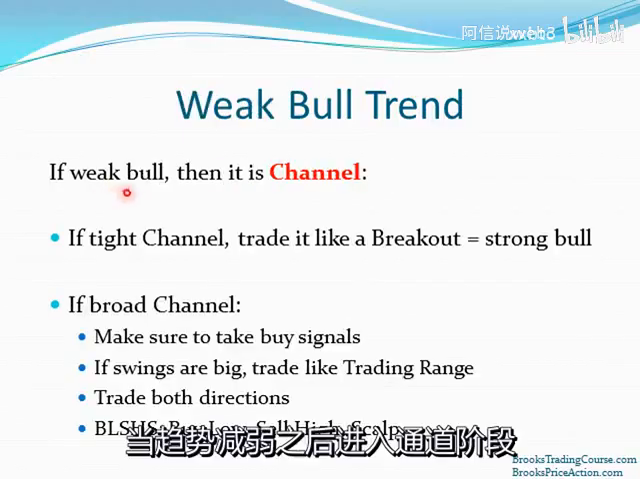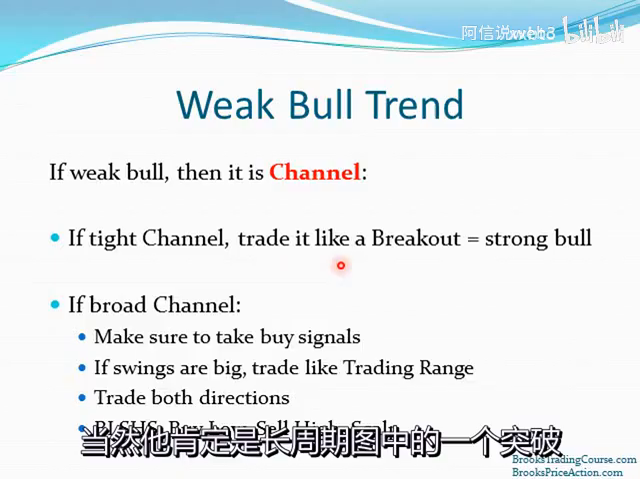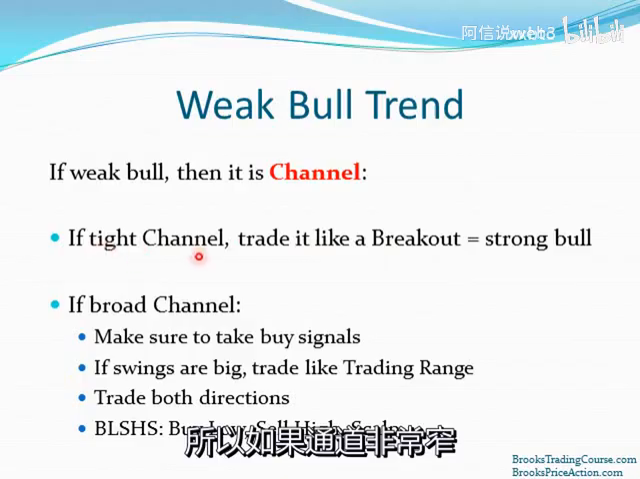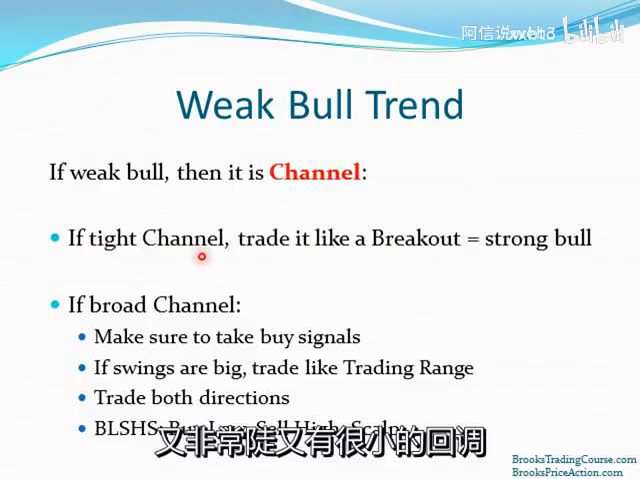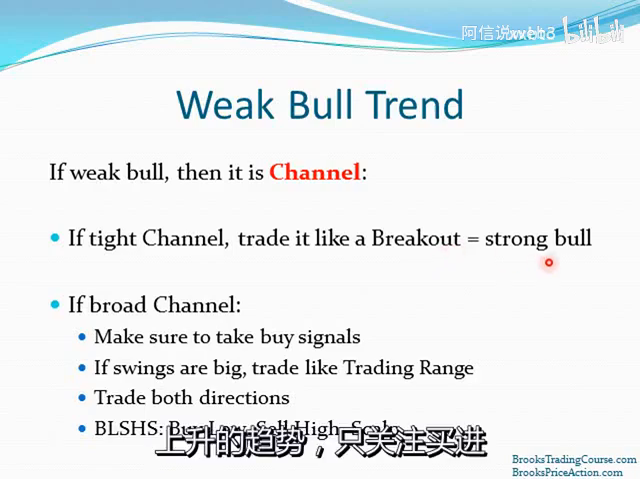When the trend weakens and it enters a channel phase, if it's a very tight channel, it is essentially a breakout on a higher time frame chart. It's a spike on a higher time frame chart, and you should trade it exactly like a breakout. So when a channel is very, very tight and very vertical, very small pullbacks, trade it just like a breakout, a strong bull trend, and only look to buy.